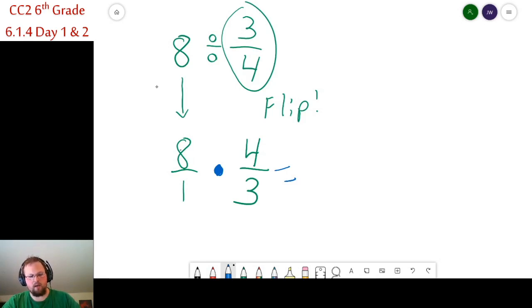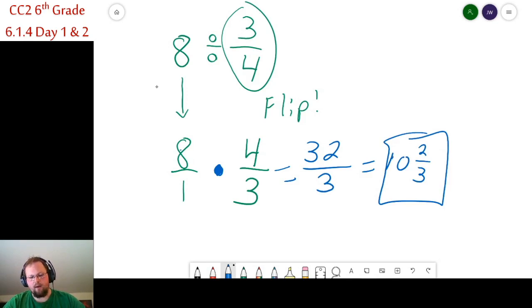8 times 4 is 32. Divided by 1 times 3 is 3. And then your answer is going to be 10 2/3. So out of this problem, she had a board that was 8 feet long, and she was splitting it up into 3/4 of a foot. And you're like, well, yeah, you can clearly get more than 8. It's just how many more? You can get 10 2/3 sections there.